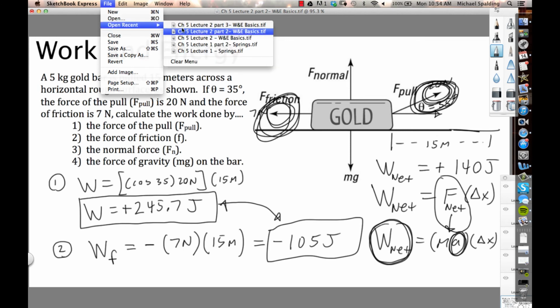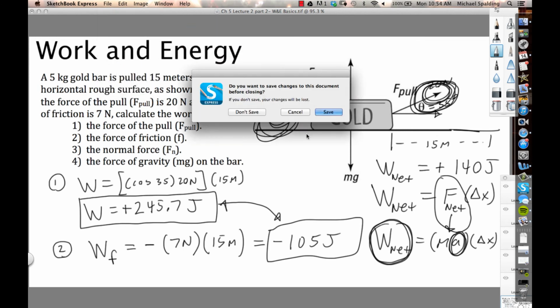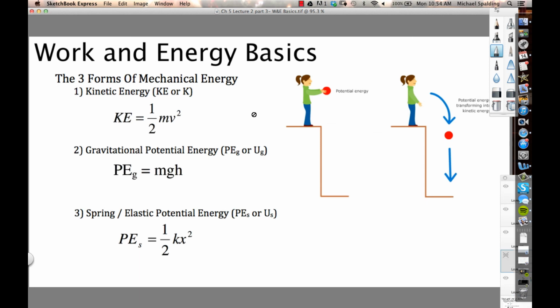Now we're on to part 3. Work and energy basics. There are 3 forms of mechanical energy. Now, what is mechanical energy? Mechanical energy is useful energy. That's my simple definition, although that's kind of a weak definition. I think the official physics definition is that it's kinetic energy plus potential energy. But there are 3 forms of it.